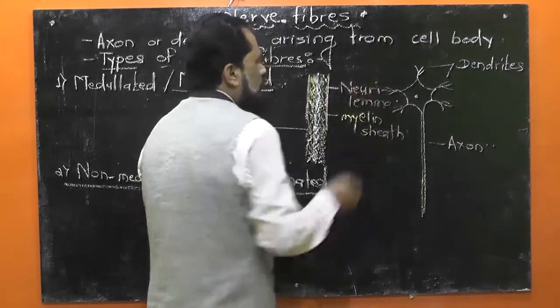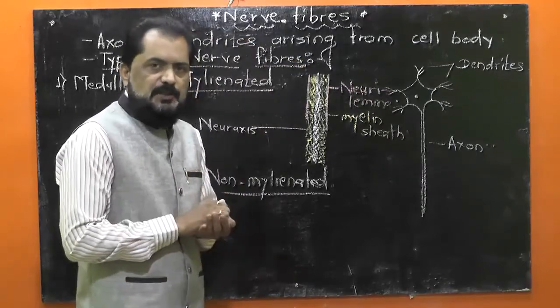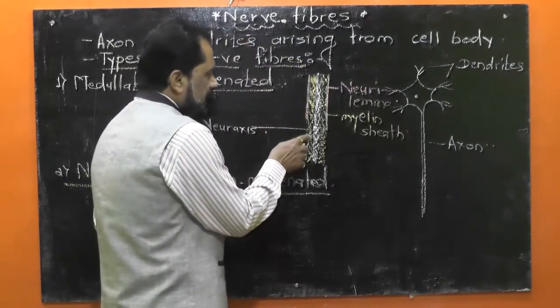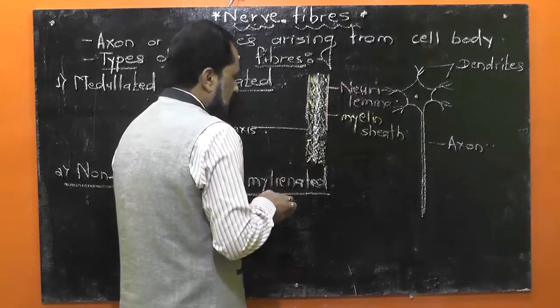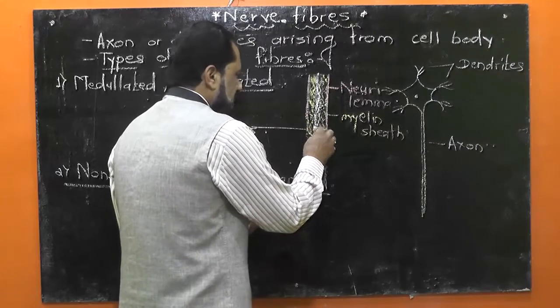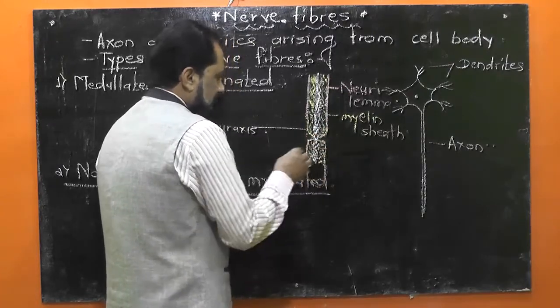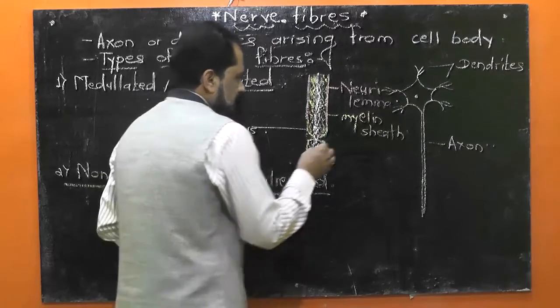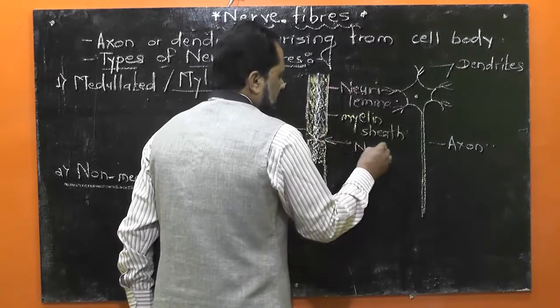Now you might have learned that this myelin sheath is not continuous, it is interrupted at some places. This myelin sheath is not continuous, it is broken at some places, and those points where the myelin sheath is broken are known as node of Ranvier.